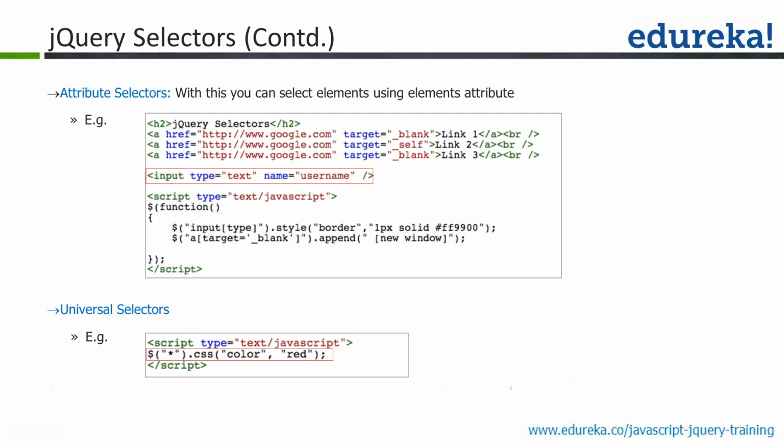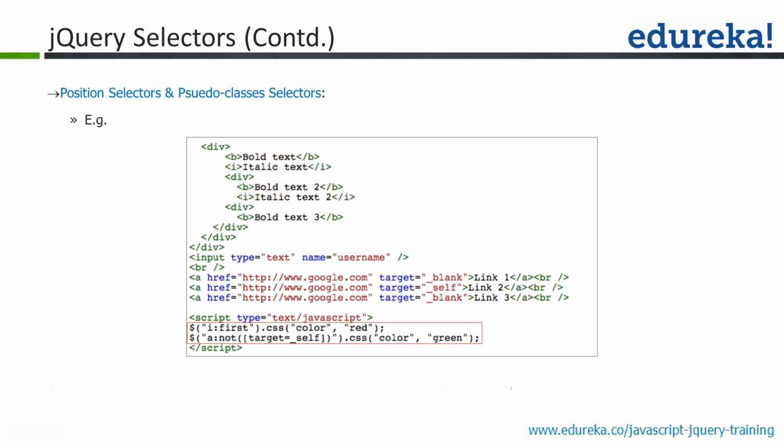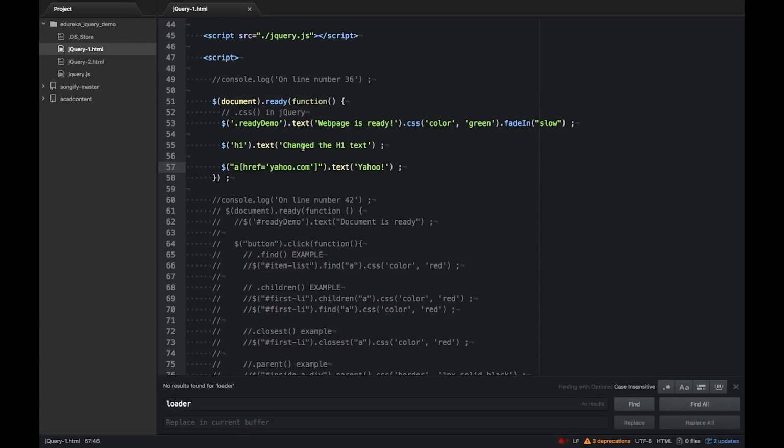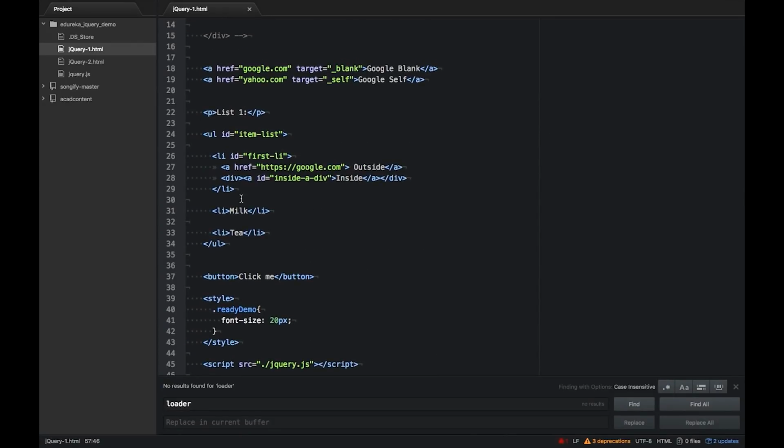Okay, next is universal selectors, which is basically a star symbol, which will select everything in your document. Not recommended that you do this. It will eat up a lot of memory, probably crash your website on the user's browser. But the star symbol will essentially select everything. Next is position selectors and pseudo class selectors. Right. So let's try this out actually on this particular one.